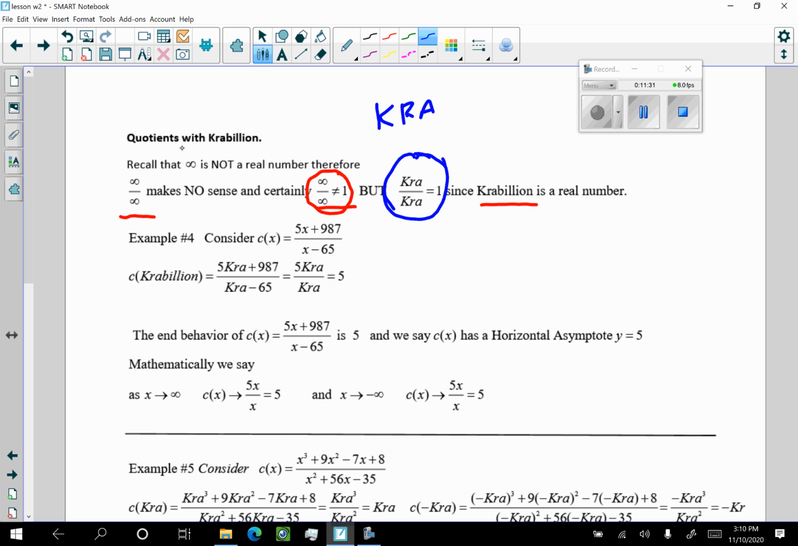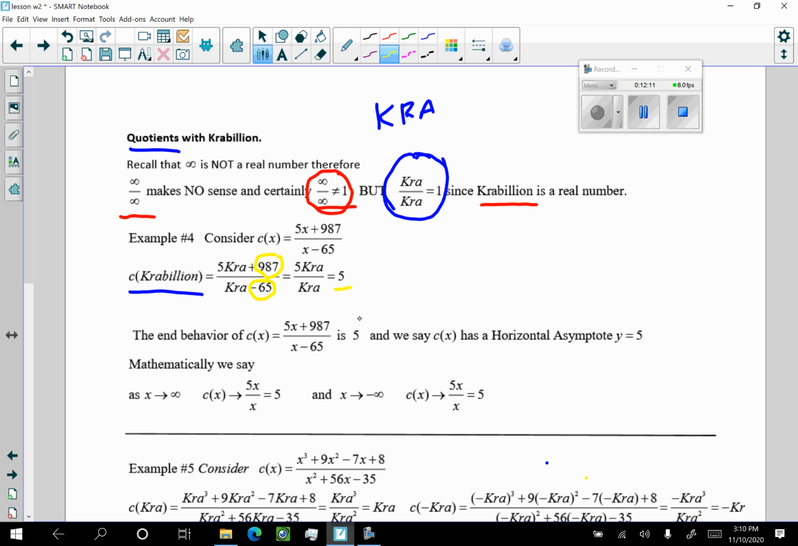So here I have this quotient. This is quotients with kerbillion. It's 5x plus 987 divided by x minus 65. And I want to find out what that quotient is at kerbillion. Oh, okay, well, let's put kerbillion in then. Well, that's going to be 5 times kerbillion plus 987, over kerbillion minus 65. Guess what? This is insignificant. This is insignificant. So you get 5 kerbillion over kerbillion. Guess what? Kerbillion over kerbillion is 1, so that's just equal to 5.